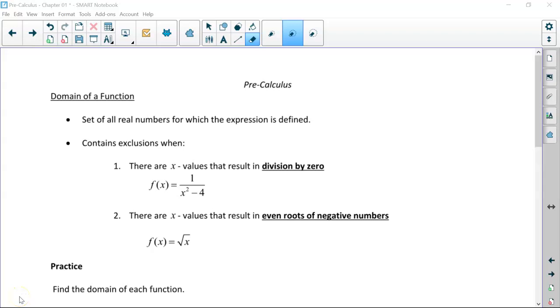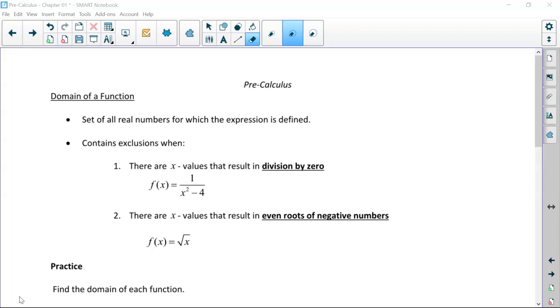Welcome back. We're still in section 1.4. We're going to be talking about domain of a function. Now keep in mind, domain is a set of all of the inputs. So it's all of the real number inputs for which the expression is defined.